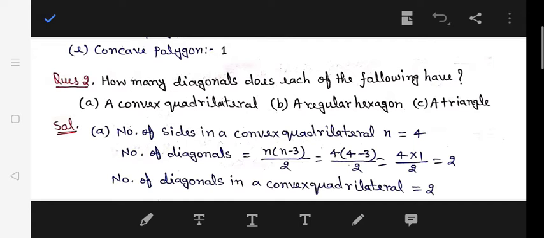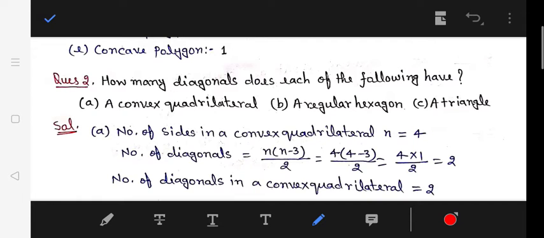So students, I have given one formula for the number of diagonals of a polygon having n sides. So here I have written the formula. The number of sides in a quadrilateral is n equal to 4. Either it is a convex or concave quadrilateral, the number of sides n will be 4. Now the formula is number of diagonals equal to n into n minus 3 upon 2, where n is the number of sides.